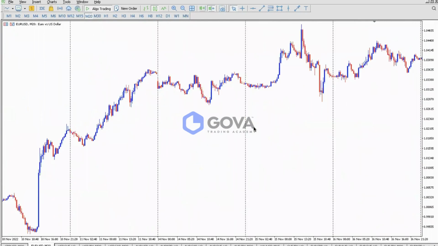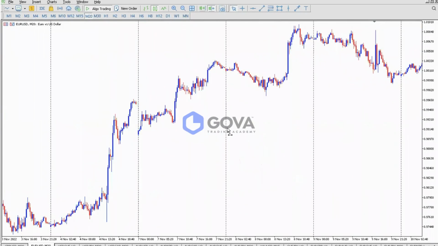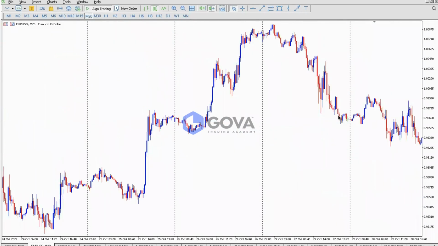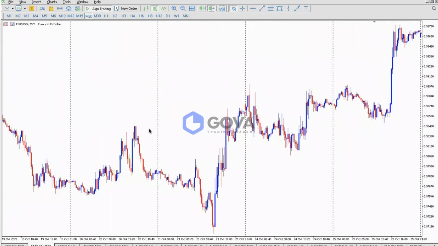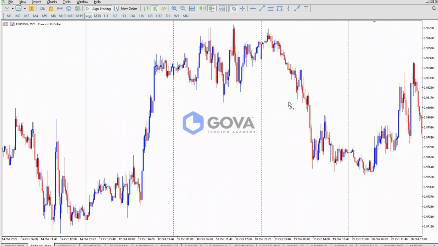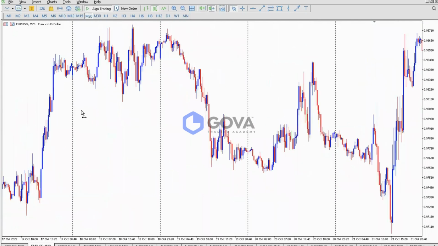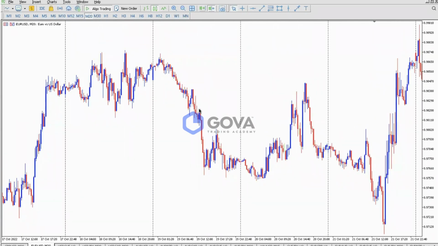So I'm still looking for an example of a sell trade. You can see in this situation here, our distal line is going to be here. Our proximal line is going to be here.